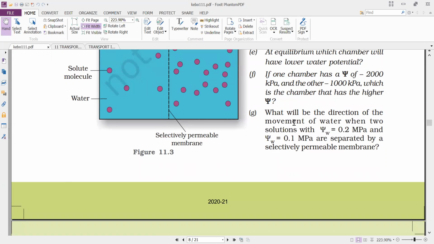Next, what will be the direction of movement of water when two solutions with water potential 0.2 pascals and water potential of 0.1 pascals are separated by a selectively permeable membrane? High to low. That is high to low, that is 0.2 to 0.1.